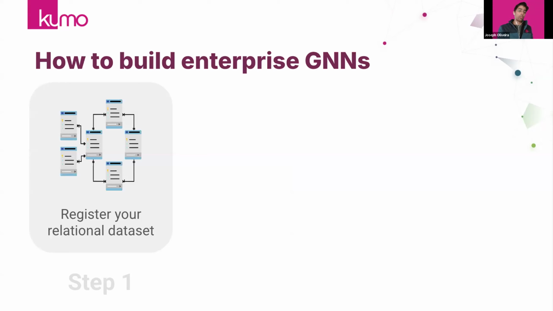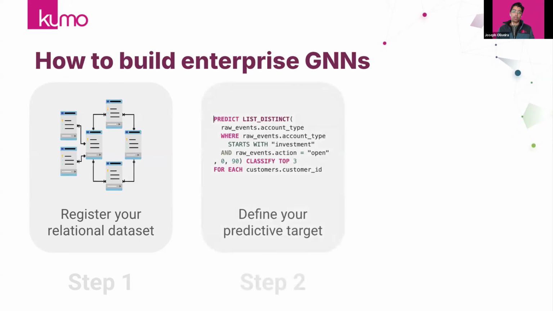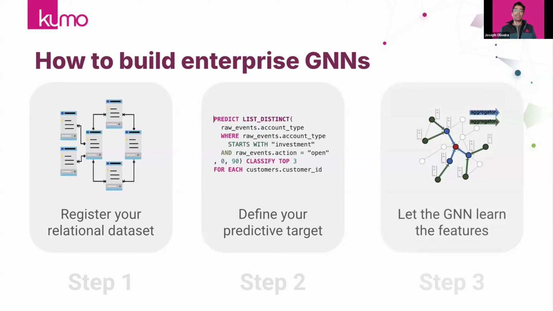First, you want to start off with just registering your data schema. And we'll see how that works in a moment. But once you register your data schema, you simply have to write a query as you would today. But in this case, you can use what we've developed as a predictive query language, a particular language that lets you define and formulate predictive tasks as simple as SQL. And lastly, let the GNN learn the features. This is a fully inductive process. Inductive meaning the GNN will learn from the data itself. You don't have to engineer features in particular.